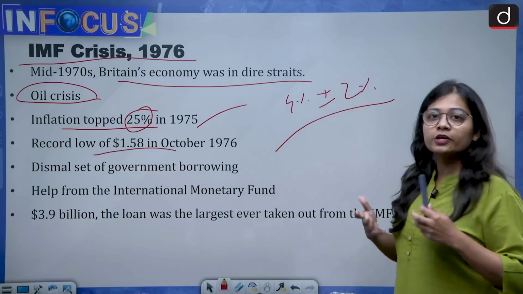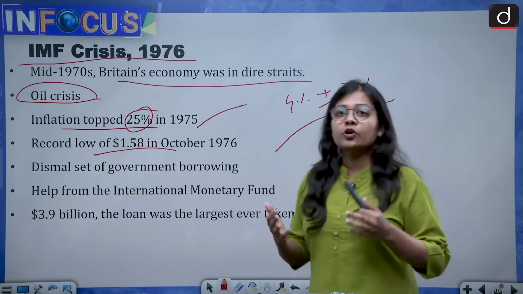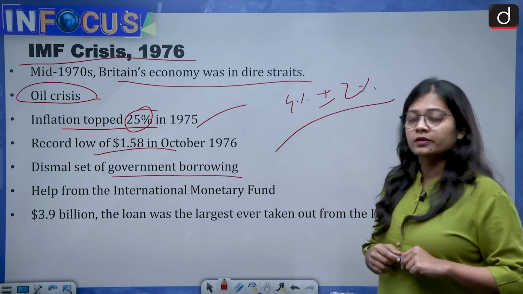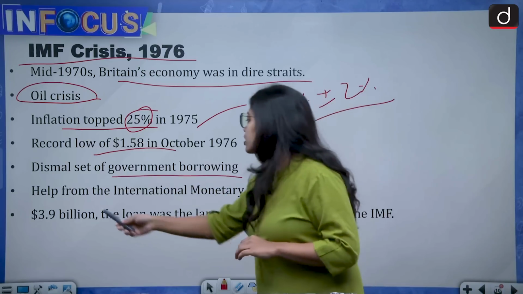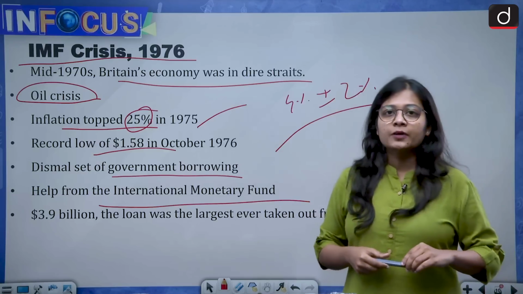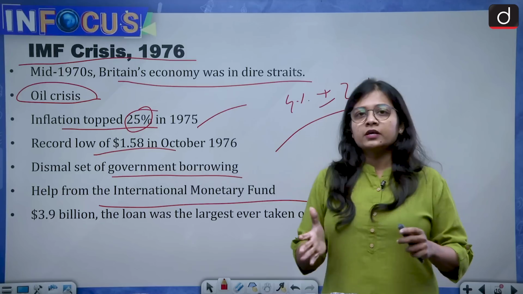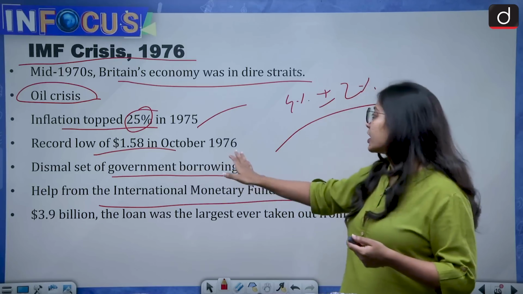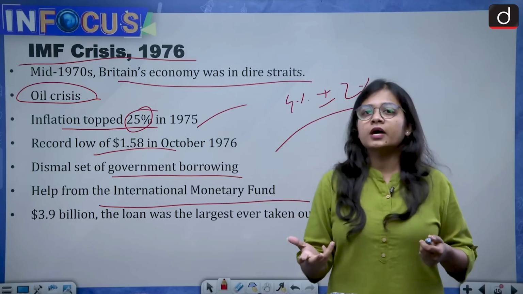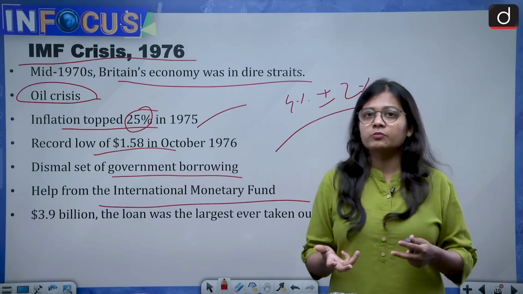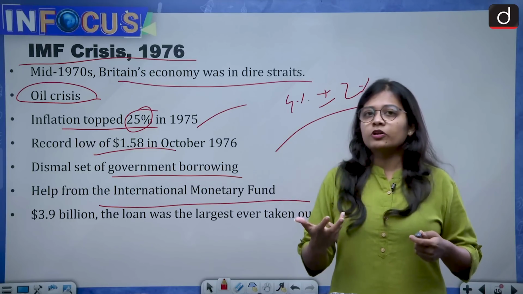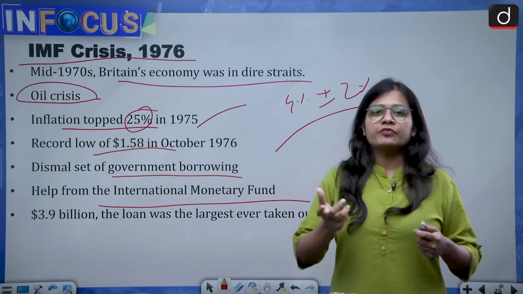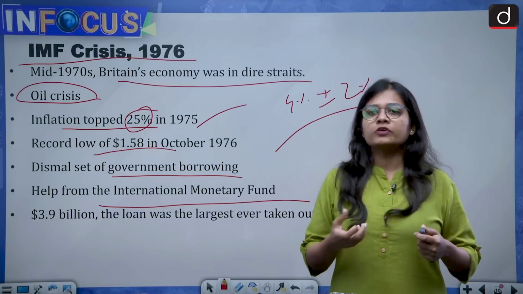So what did the government do? At this point of time, the government borrowed money from outside, and help from the International Monetary Fund was taken. This was a very harsh step that the British government had to take, because during the 1970s, Britain was considered an industrial nation and a very powerful economy, and a powerful economy taking a loan from the IMF had a very negative effect all over the globe.